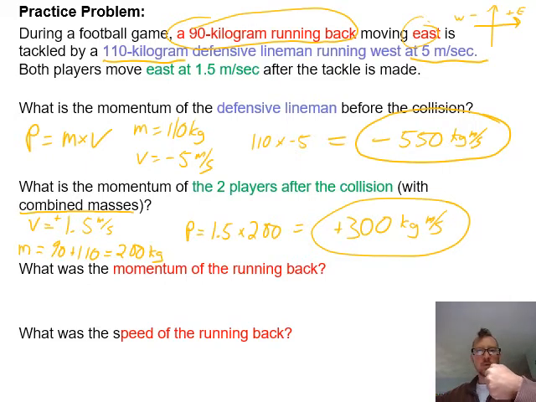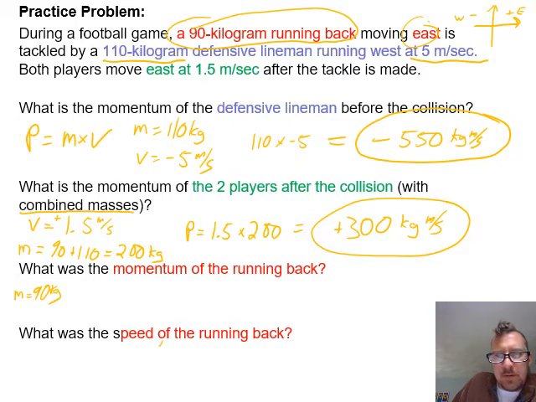He collides with the other player, running back. Boom, they end up going in the positive direction. So it kind of has to be that the running back had more momentum if, when they collide, it's the running back that wins. So the question about the running back: well, I know his mass was 90 kilograms, but I don't know his velocity.